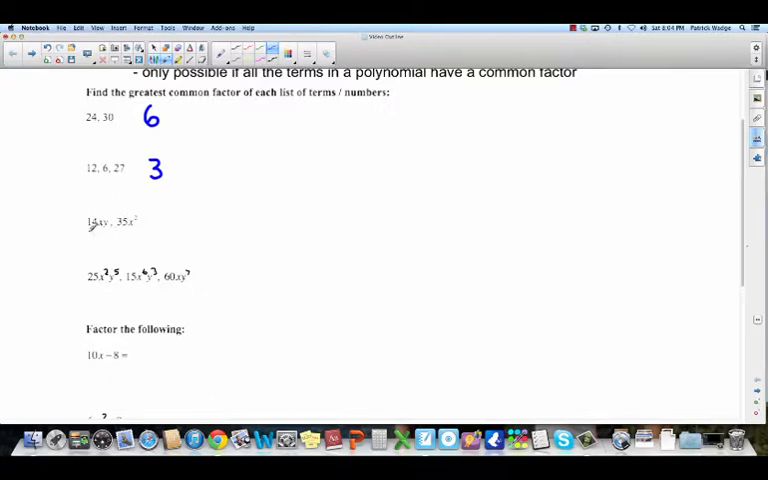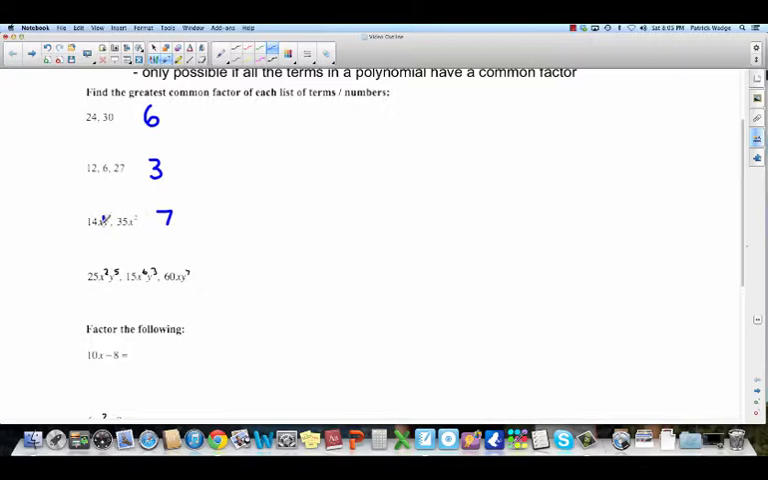So there's 2 terms, 14xy and 35x squared. First of all, look at the numbers, 14 and 35. What's the greatest common factor of 14 and 35? 7. The biggest thing you can divide those both by is 7. You can divide 14 by 7, you can divide 35 by 7. Now look at the x's. How many x's do you have on the left side term? 1. How many x's do you have over here?